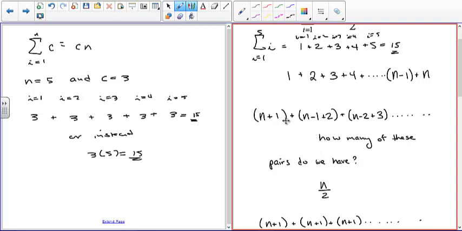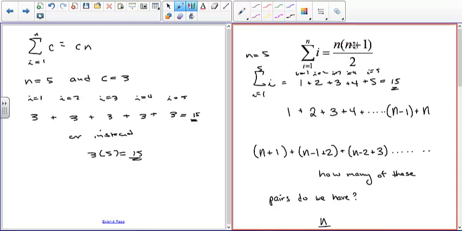So we have n over 2 pairs of numbers. So if n were 100, we'd have 50 pairs, and each pair adds up to 101. So that's why the equation is what it is. This would be 101. That's the summation of the first and the last, the second and the next to last, the third and the next to last. And the number of times we do that is n over 2. You don't need to know how, it doesn't matter. You just need to know this is the equation to use. But that's how they figure out these equations.